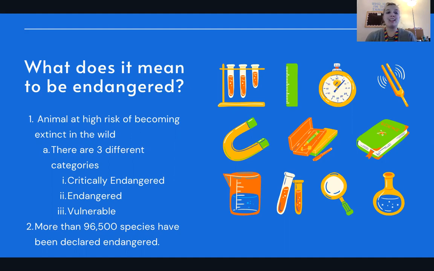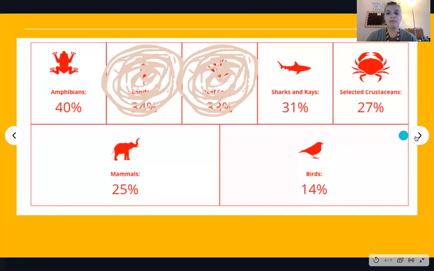There's been more than 96,500 species declared endangered. So that's a lot. A lot of different species have just been threatened. And the reasons that they become endangered are because of habitat destruction. And I think I talk about this in the next slide.